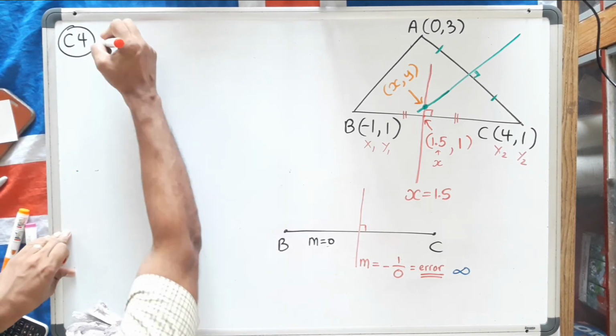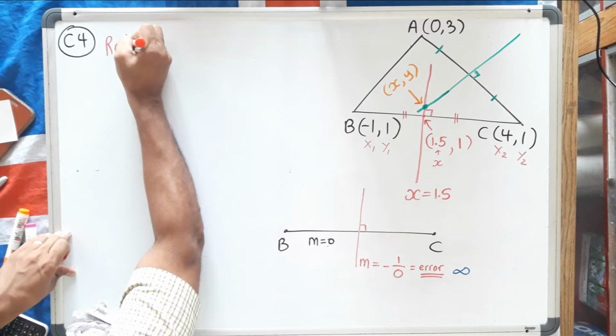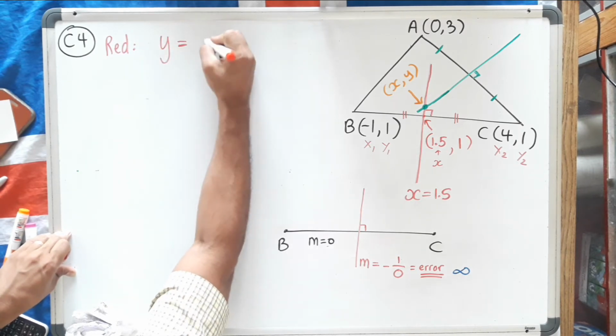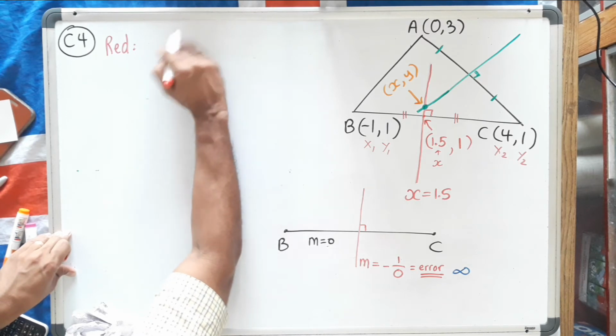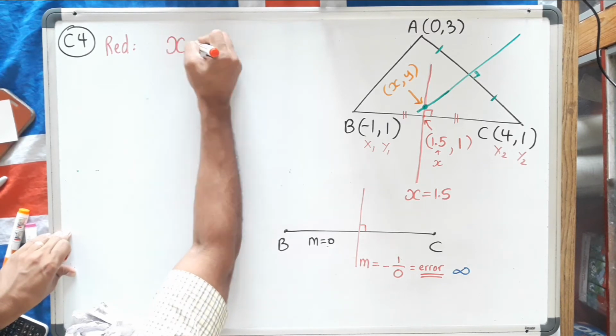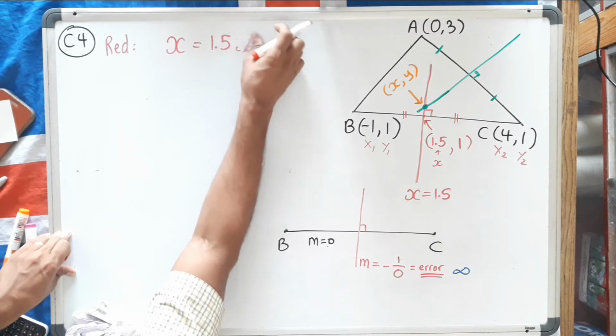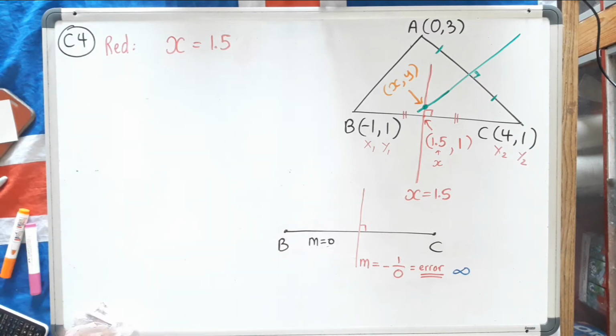The red line is y is equal to, sorry, not y. The equation is x is equal to 1.5. x is equal to 1.5, sorry, I'm a little sleepy. All right, so x is equal to 1.5 is the equation of the red line.